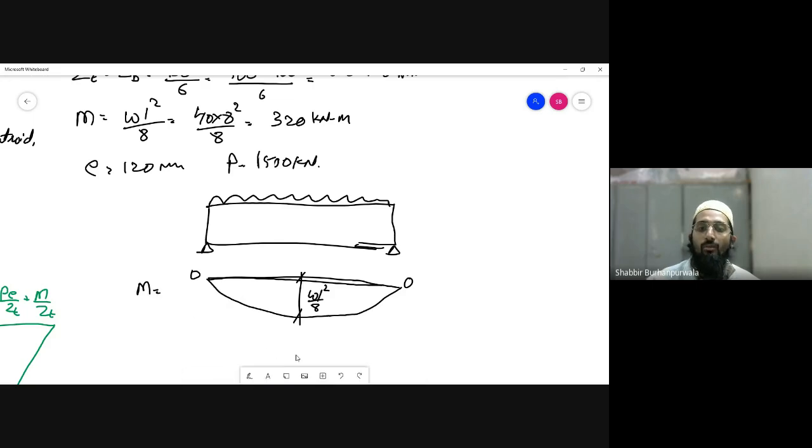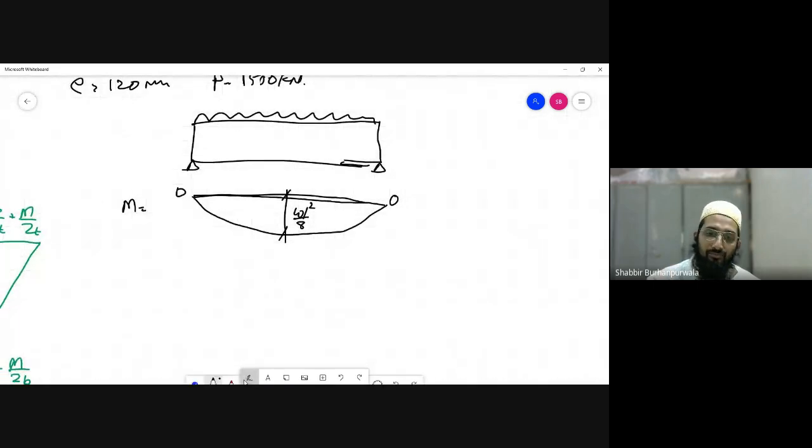Now what about the P into E? P into E का जो moment यहाँ पे cause हो रहा है वो कैसा moment रहेगा? Try to understand.